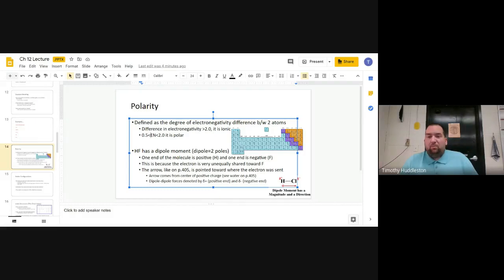But as I was saying, this is a lot easier when you only have 2 atoms, because with 2 atoms, a polar bond is a polar bond. That's it.